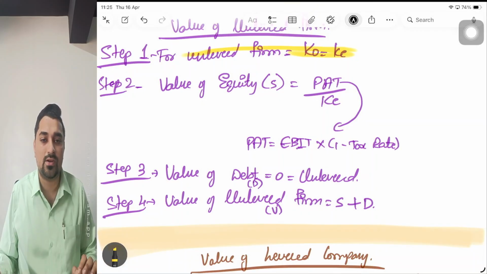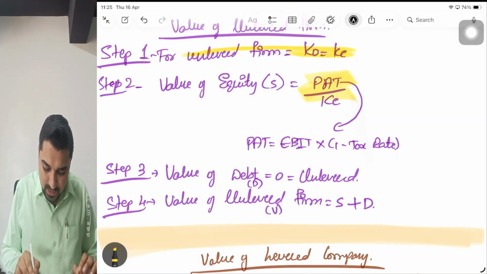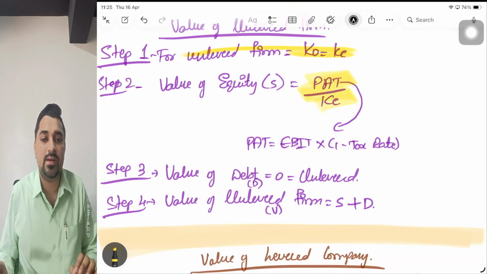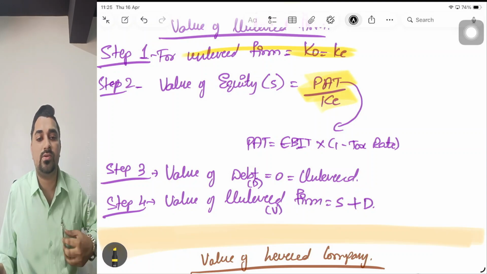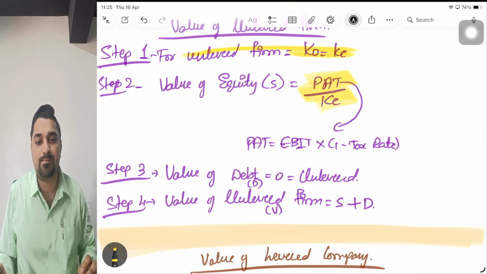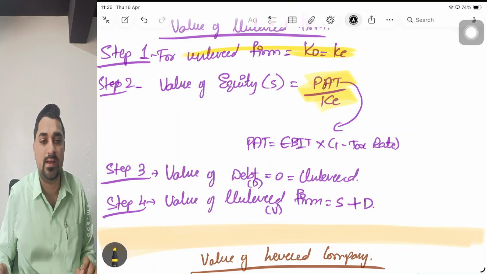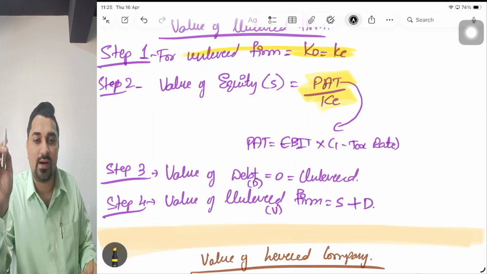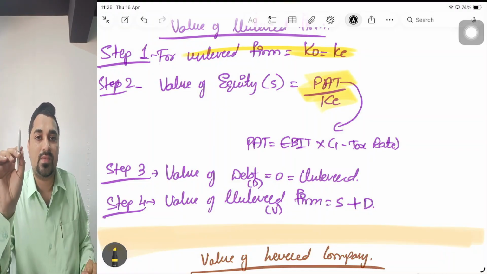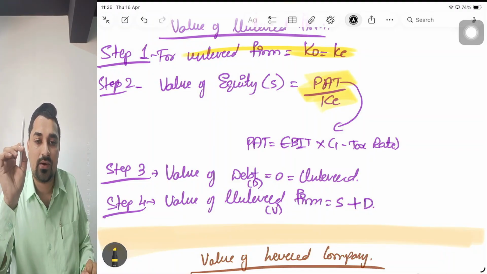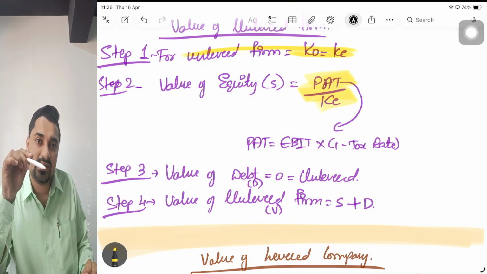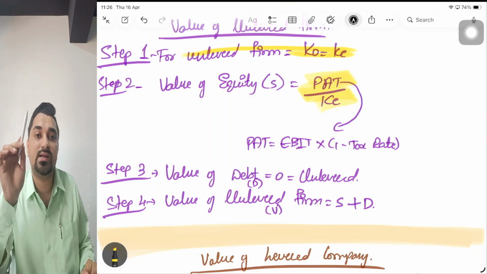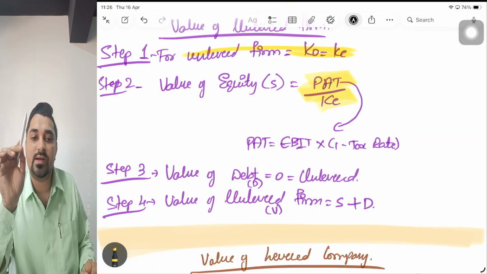Now, how do you calculate value of equity? Very, very important. PAT divided by K. Step number 2, we need to find out value of equity. What is the formula? PAT divided by K. This is the only approach out of all the 5 theories that we studied so far wherein I am using PAT. Otherwise, to calculate value of equity, I was always using EBT, if you remember. But since it is a M&M with tax approach, I am using PAT. Very, very important.